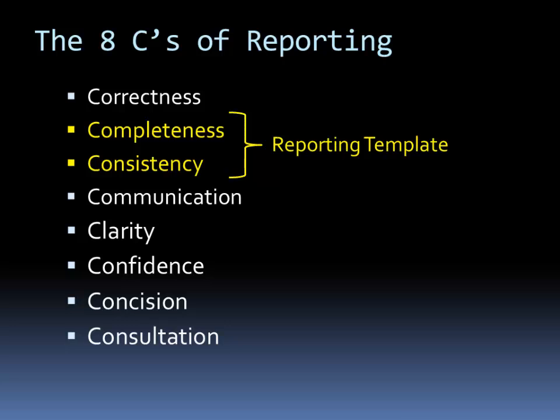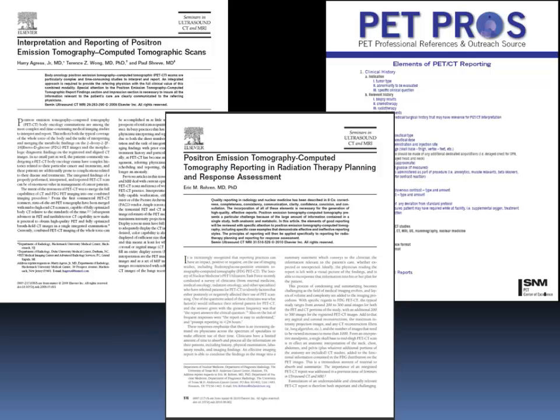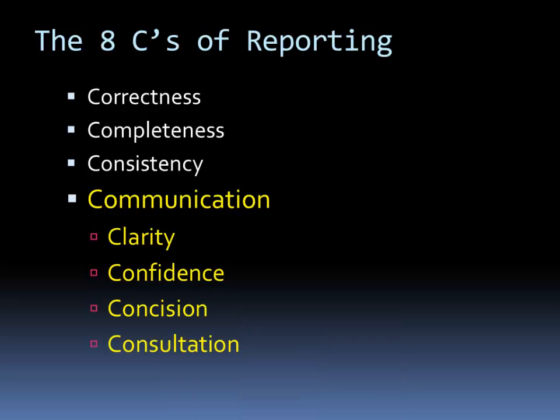Completeness and consistency are important, and those can be helped by reporting templates, as we just discussed. And there are several different articles, including this one by the Society of Nuclear Medicine and Molecular Imaging in the United States, that details some of these report templates that can help you with your consistency and completeness. The last 5 then, I think, can all be summarized under the heading of communication. As I said at the beginning, the goal is to communicate our results in a clinically relevant fashion. And in order to do that, these last 4, clarity, confidence, concision, and consultation, really come into play.